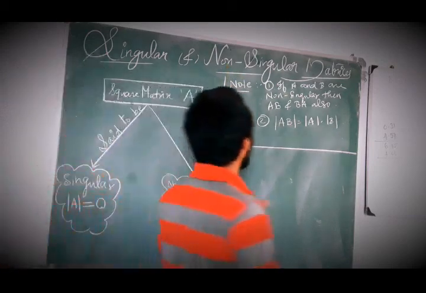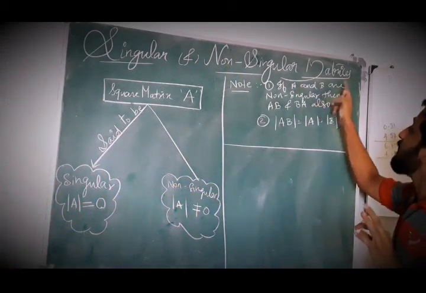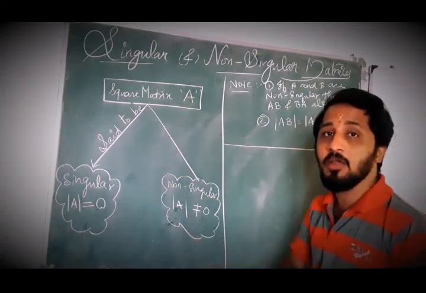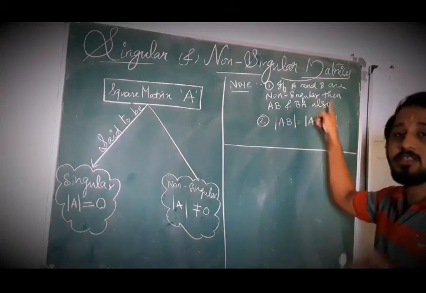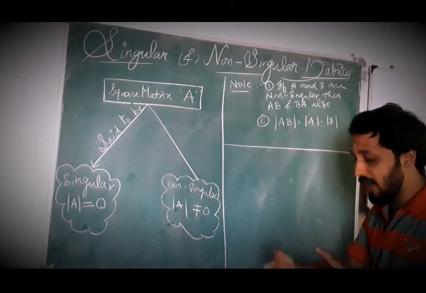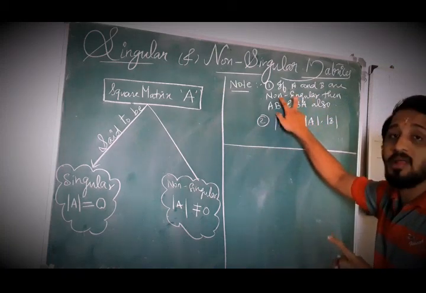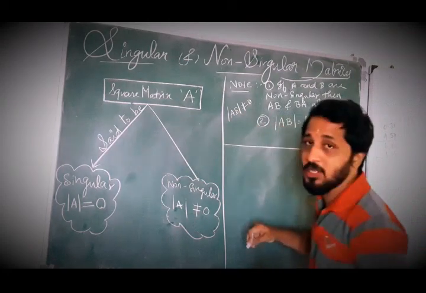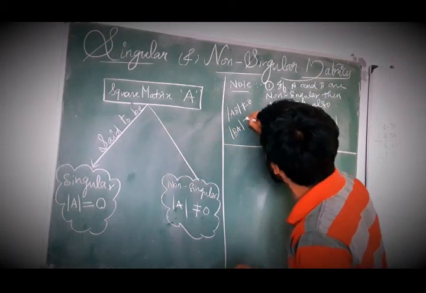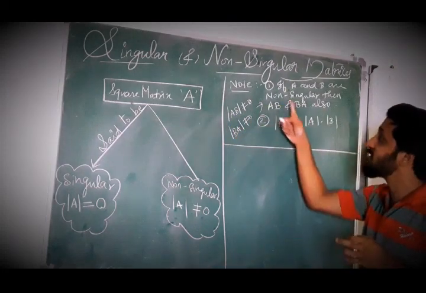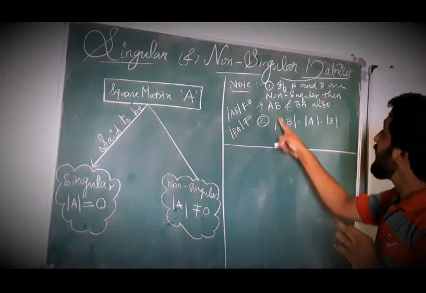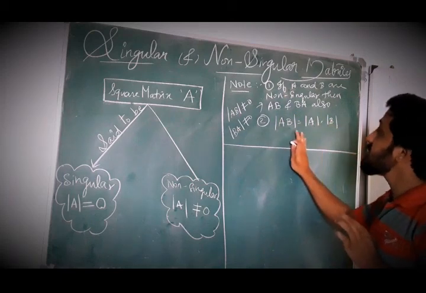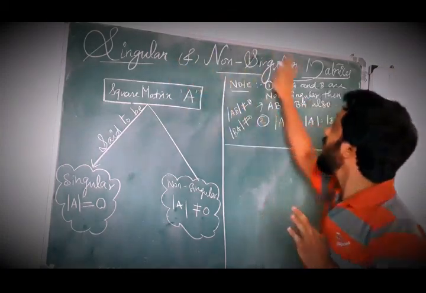One important note for this definition: if A and B are two non-singular matrices, that means determinant A is not equal to 0, then AB and BA are also non-singular matrices. That means the determinant of AB is also not equal to 0, and the determinant of BA is also not equal to 0. That's what they are telling in the first note. Is it clear? The second note is that determinant of AB is equal to determinant A into determinant B. So this is the theory part of singular and non-singular matrix.